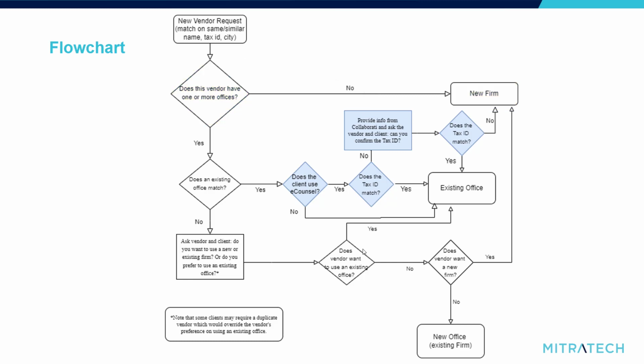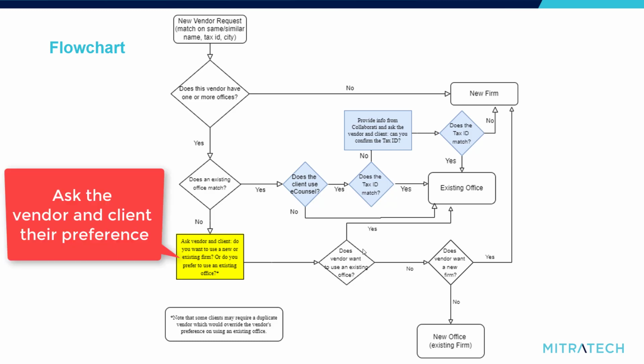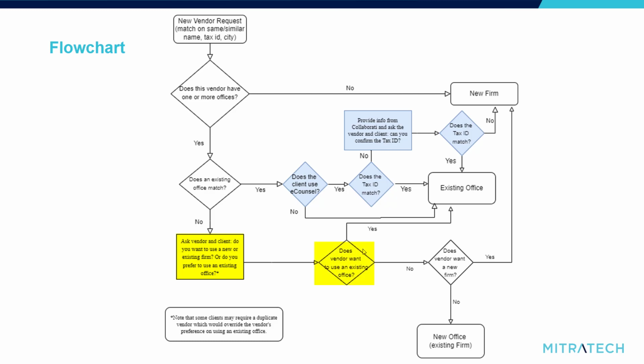With this set of answers, you may have several questions. Does this vendor have one or more offices? Yes. Does an existing office match? No. At this point, you may need to reach out to the vendor and client. Do you want to use a new vendor or existing firm? Or do you prefer to use an existing office? Does the vendor want to use an existing office? No. Does the vendor want a new firm? No. The decision is new office.